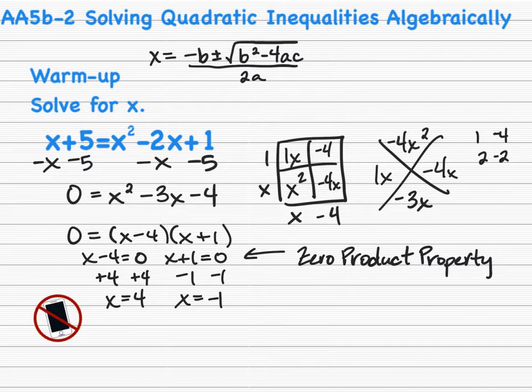X plus 1, we subtract 1 from both sides. I said 4, my apologies. Anyway, my two values here are x equals 4 and x equals negative 1.